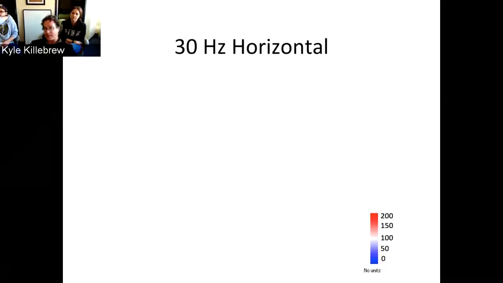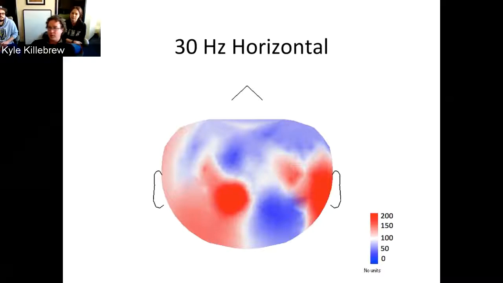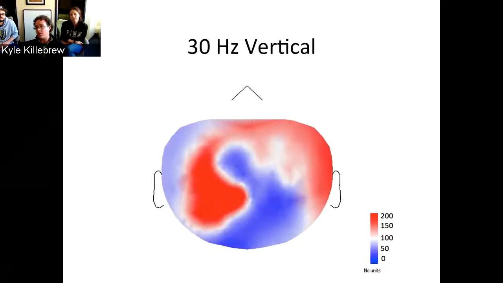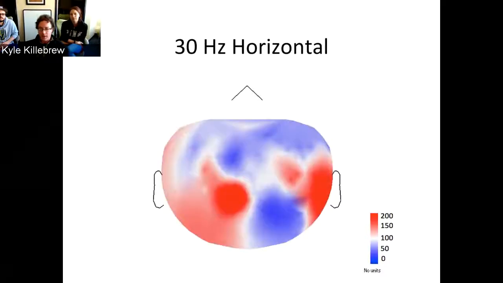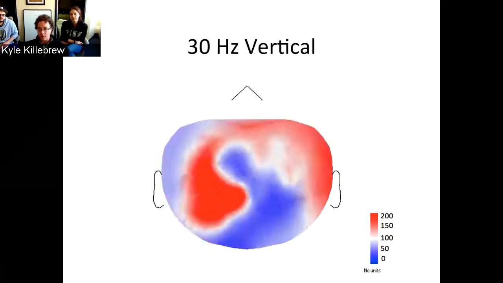We can look at the second harmonic at 30 hertz. For whatever reason, for us, this was a much smaller signal, and so it's more modeled, and I'm not quite sure what to make of this at this point. But here's the 30 hertz horizontal, and here's the 30 hertz vertical. And again, I don't want to make too much of it, but these look different from each other.